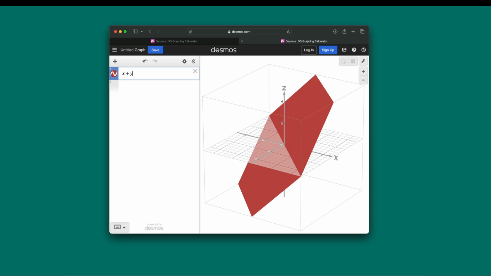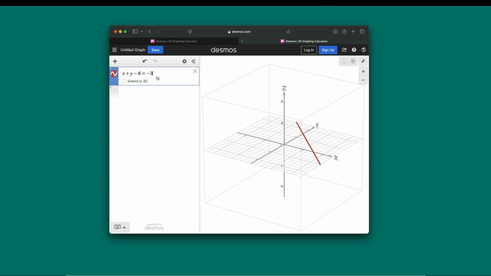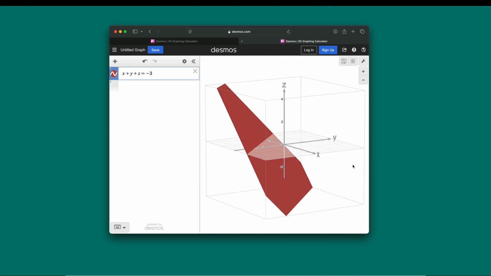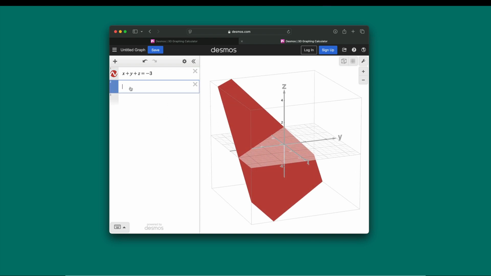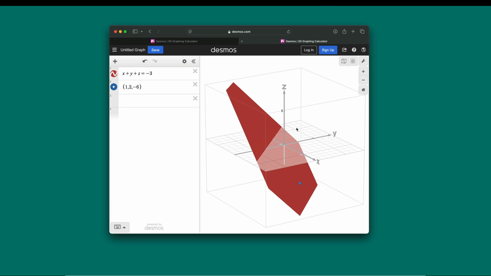So x + y - 6 equals -3. I forgot the z part, excuse me, sorry, it's x + y + z = -3. That's our plane, and you can see it's an infinite thin sheet of paper, for instance. Okay, so we have the ordered triple of (1, 2, -6), and what we'll see is the point should lie on there, but unfortunately we don't see it because we don't have the right viewing.